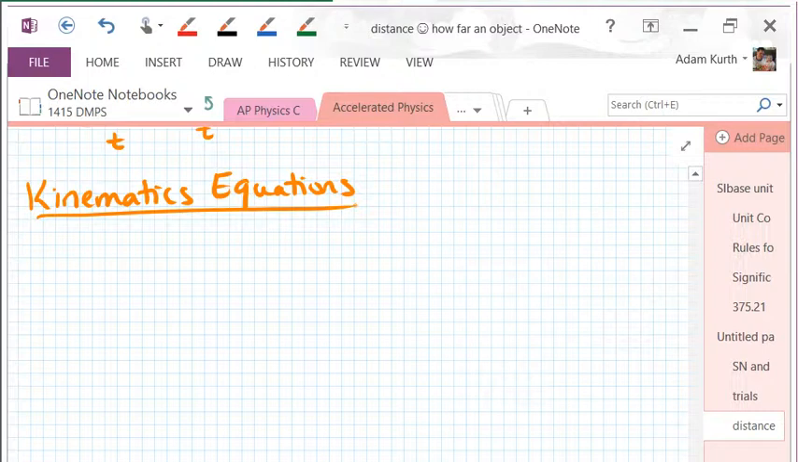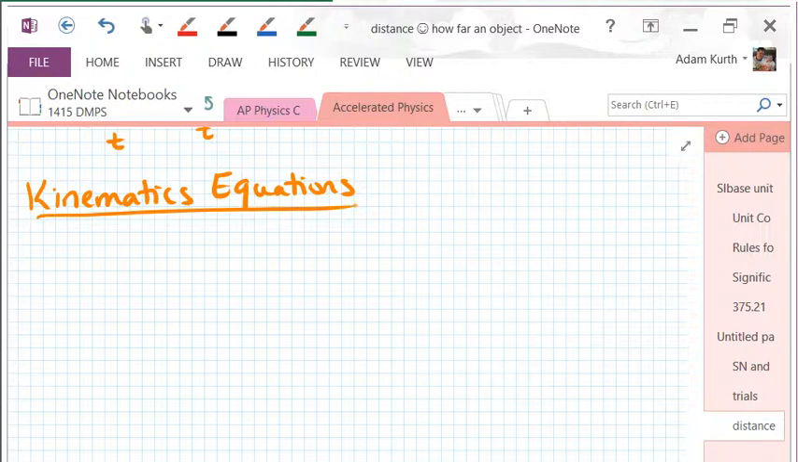Does anybody know, using your word within a word skills, what does kinematics mean? Or what does kina mean? Connect? Not connect. It's close. It's a good idea. Kinema means motion. So these equations are the equations of motion. That's all it is. It's just a fancy word.